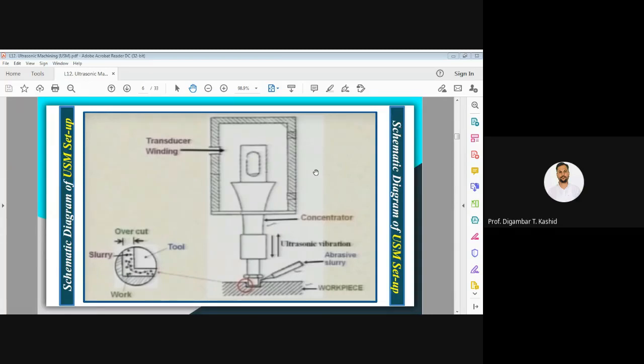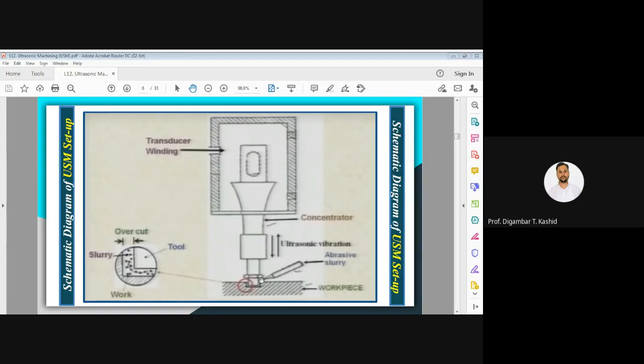Now, again, what happened in the workpiece due to the hammering, or hitting, of the abrasive particles? There is a tool, and normally thousands of abrasive particles will be under your tool. You can see here this is your transducer, and you can see the winding. This is a concentrator, where you can attach your tool. This is the tool holder, and the tool is also called the horn. There should be a small gap, called the stand-off distance.